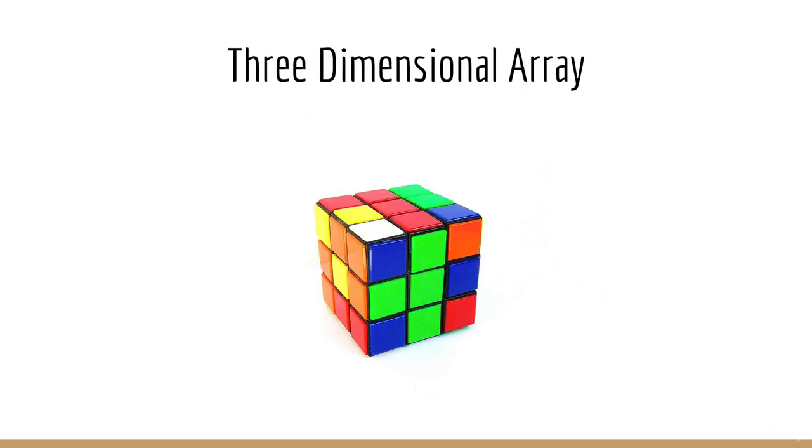Rubik's Cube is a great example of a three-dimensional array. It has three axes, x, y, and z. It doesn't matter which axis is in which side. To access a value from the array, we need to use three indexes together.